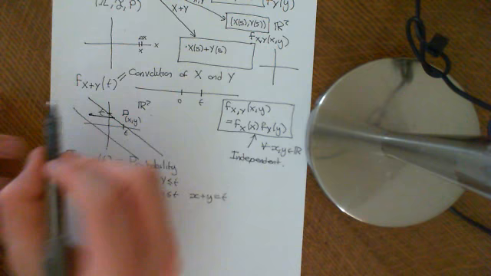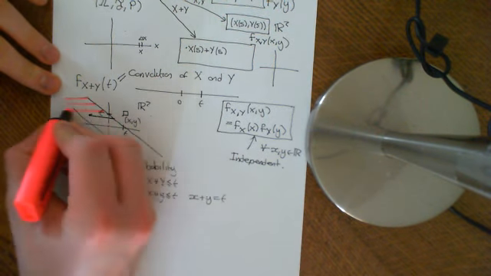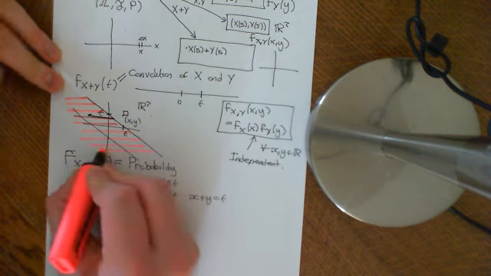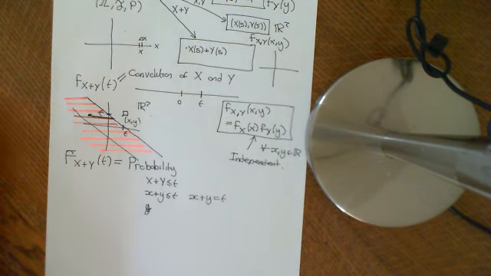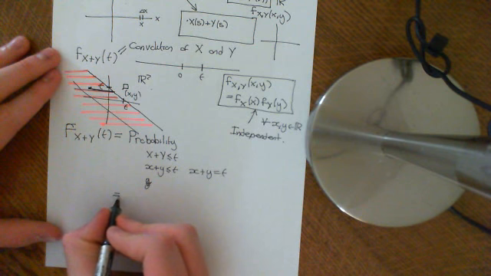So basically it's going to be this region to the left. The event that big X plus big Y is less than or equal to t corresponds to all the points that are to the left of that line.